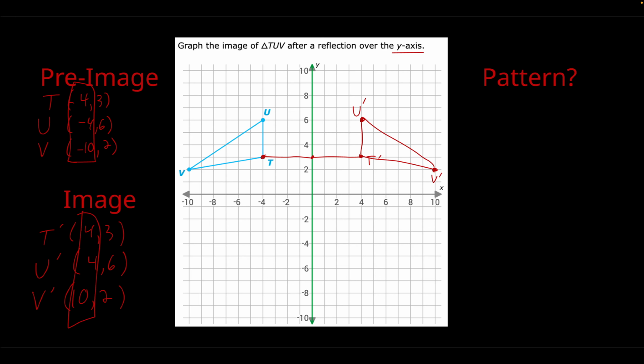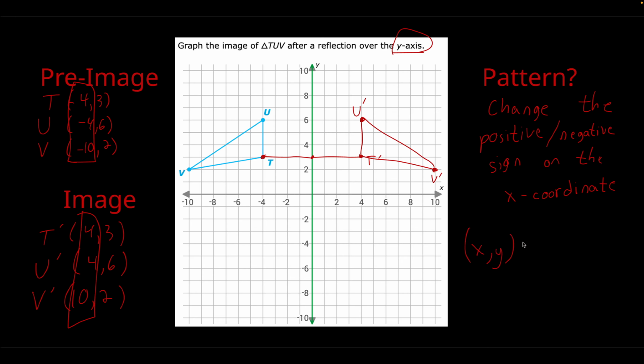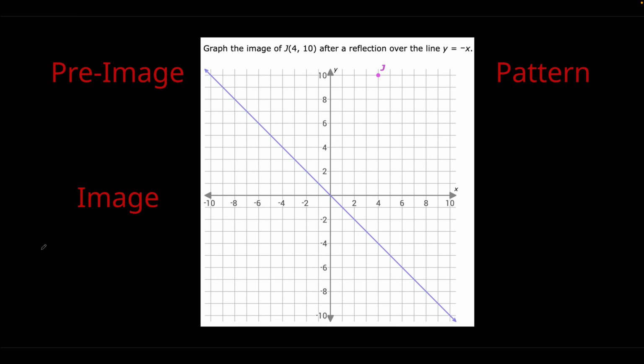So in words, change the positive negative sign on the x coordinate. So this is for when you reflect across the y-axis. If you're looking for the math notation, it says if you start with (x, y), when you do this reflection, what you end up with is (negative x, y). Also, this means that if your x coordinate started negative, you change it to positive, and if it started positive, you change it to negative.